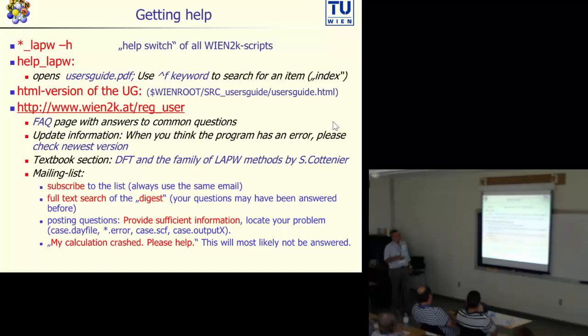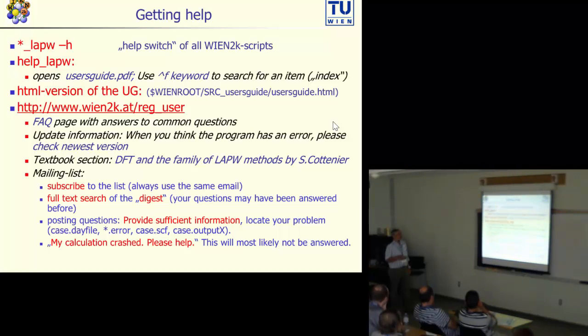There is a textbook section, Hans mentioned that. There is for beginners this nice book from Stefan, and one should probably print that out, take it home and read it every night before you fall asleep. You will then fall asleep quicker, so it's okay. It's the same with the user's guide. You should also read the user's guide. You will fall much faster into sleeping. Okay, and there is a mailing list.